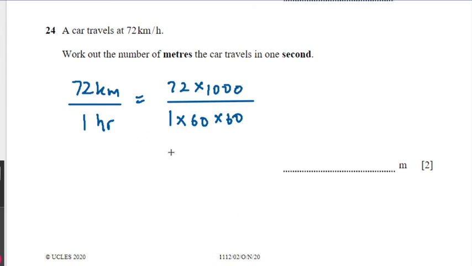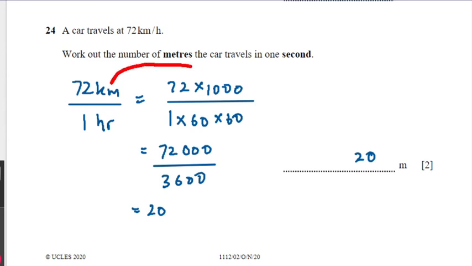Okay? So here you should get 72,000 over 3,600. Actually you can cut the 0s, isn't it? So 720 over 36, you can press calculator. So the answer is 20 meters. Okay, so that's how you convert. Convert one by one. This is times 1000. The hour you convert to seconds, times 60 times 60. Per hour means per 1 hour. Okay?